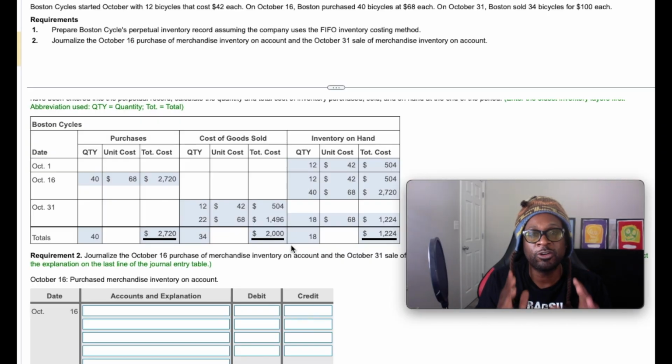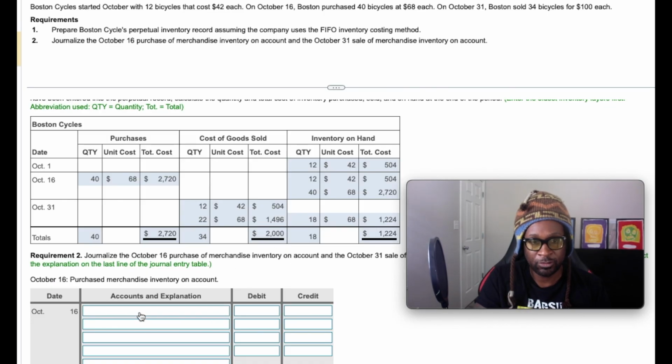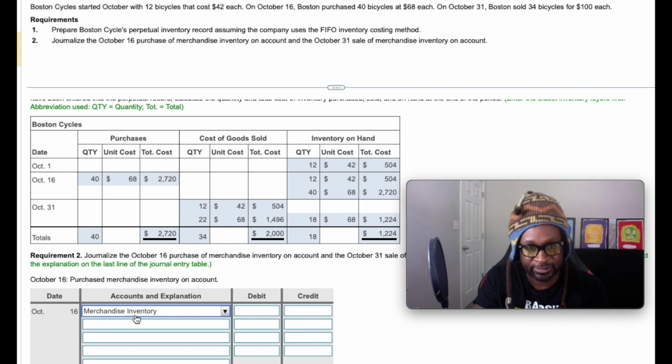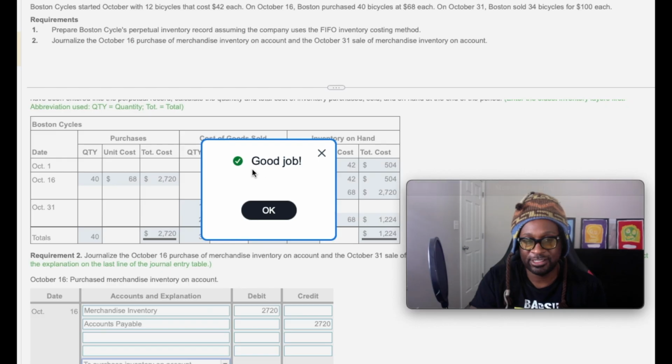So now, gang, we're going to record the transactions that took place on the 16th and the 31st. The 16th was obviously a purchase of inventory on account. Since we're doing a perpetual system, we're going to automatically adjust our inventory. So we're going to debit merchandise inventory and credit accounts payable. Now, gang, we've already calculated the total cost of that purchase based on our table, which consisted of $2,720. Check the answer. Good job, gang.